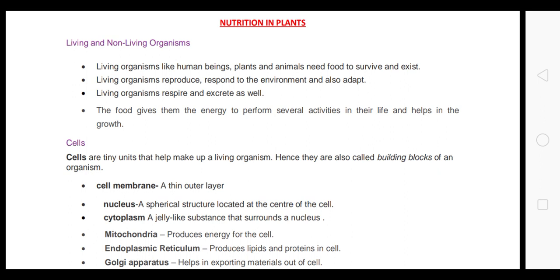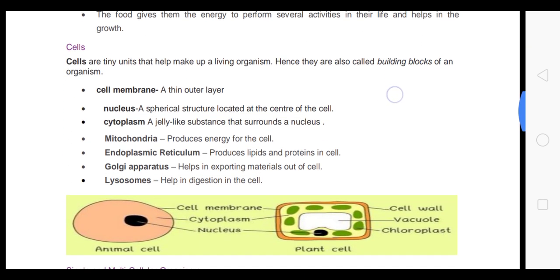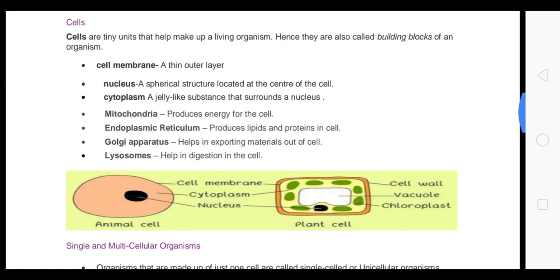So first of all, let's discuss living and non-living organisms. We all know the basic difference between living and non-living. Living means those who can perform their functions by their own, who can move from one place to another, who can grow. Whereas non-living things cannot prepare their food, cannot grow, and cannot move from one place to another. In the same way, living organisms respire, but non-living organisms are not able to respire. So these are a few differences between the living and the non-living.